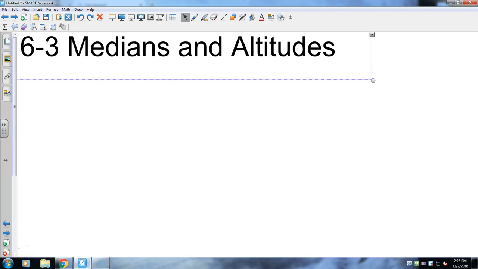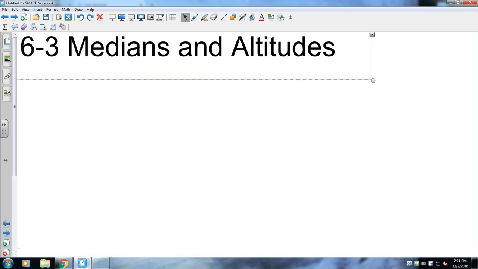Okay, geometry. In the last section, we talked about the circumcenter and the incenter. Just to recall, the circumcenter was found by finding the perpendicular bisectors of each side and finding their intersection point. And then the incenter was found by finding the angle bisectors and finding their intersection point. So what we're going to start off today with is the triangle median.